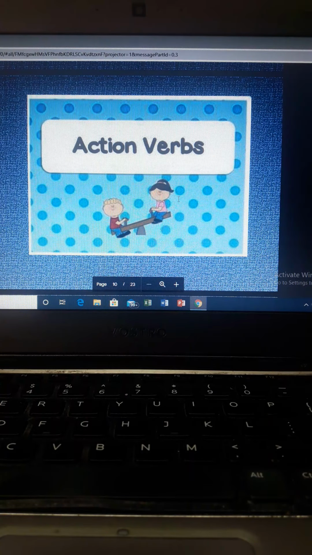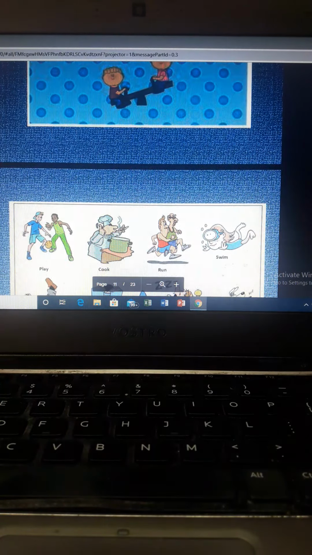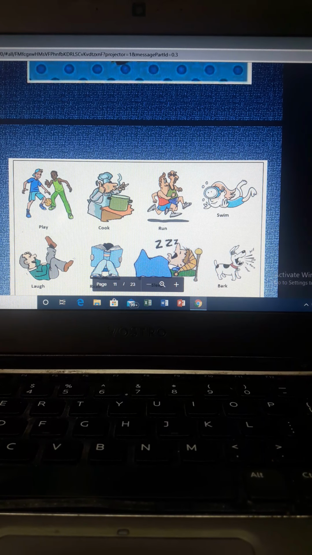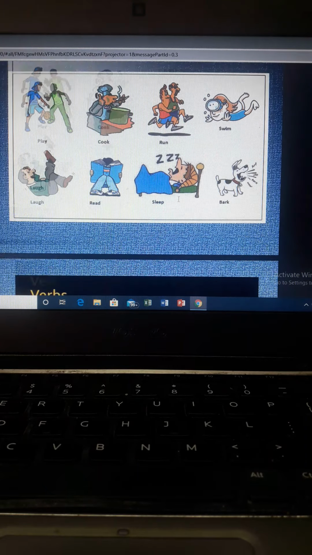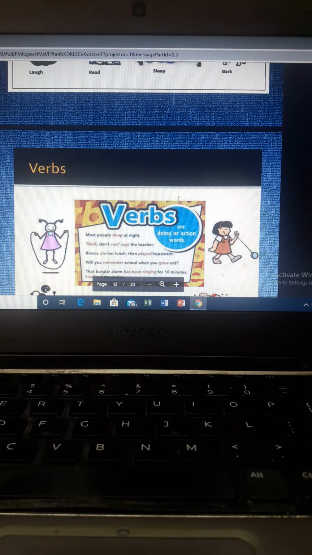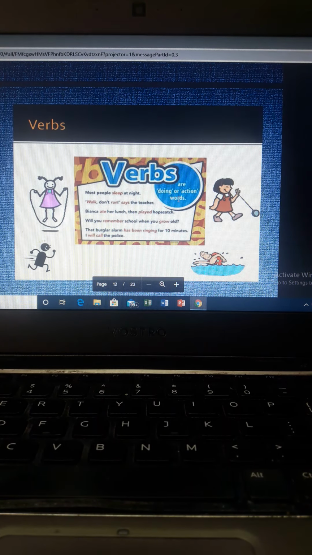Now we come to action verbs. An action verb denotes action, like play, cook, run, swim, laugh. All these are actions. Some action is being taken. So we move on to this example then. Now over here, verbs are doing or action verbs, like most people sleep at night. Some action is going on.